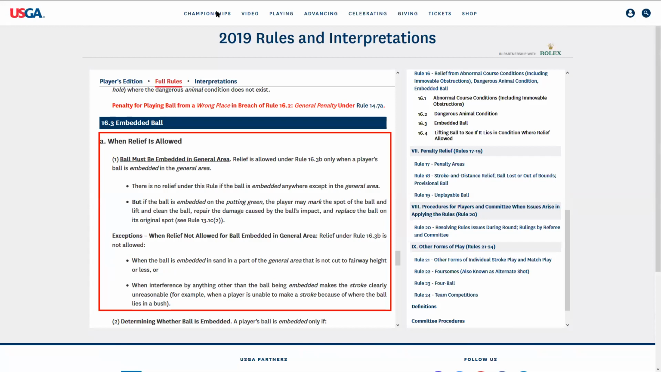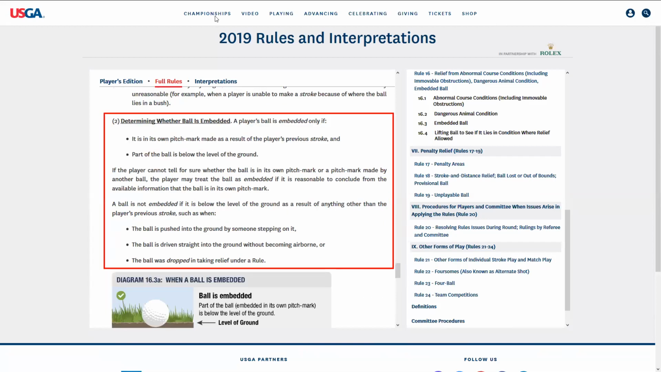All right, next page, paragraph 2. Determining whether the ball is embedded. A player's ball is embedded only if it's in its own pitch mark as a result of the player's previous stroke, and part of the ball is below the level of the ground. If the player cannot tell for sure whether the ball is in its own pitch mark or a pitch mark made by another ball, the player may treat the ball as embedded if it's reasonable to conclude from the available information that the ball is in its own pitch mark. Notice the phrase, it is reasonable to conclude from the available evidence.